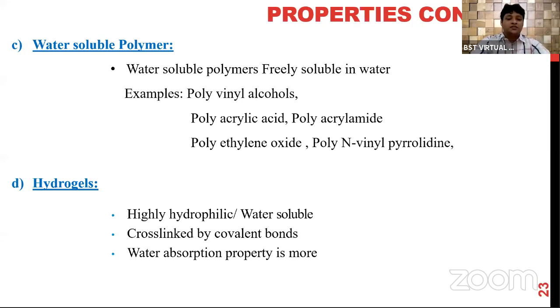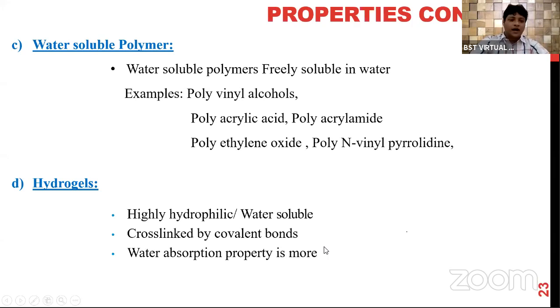These are normally arranged by covalent bonds, or they are called cross-linked polymers. As I told you in the classification of polymers, these hydrogels are normally known as cross-linked polymers, which are arranged by covalent bonds, and they have very high water absorption properties. Due to these high water absorption properties, what will happen? They will absorb the water and start swelling. When they start swelling, they will convert into gel.